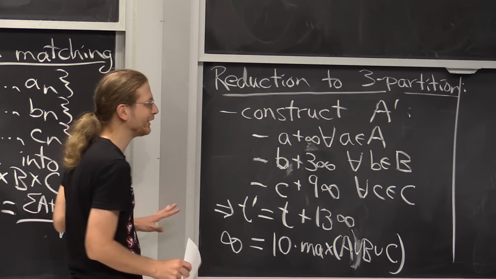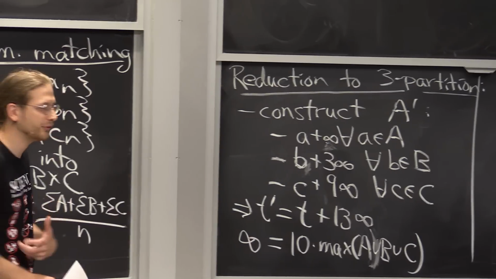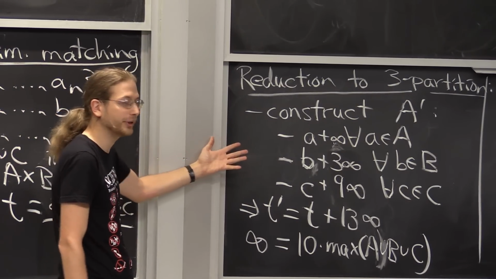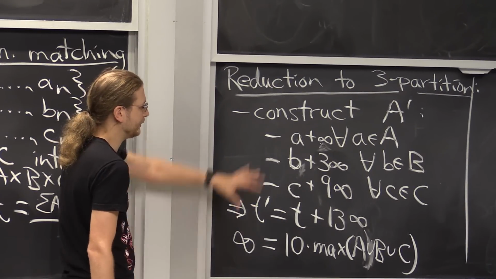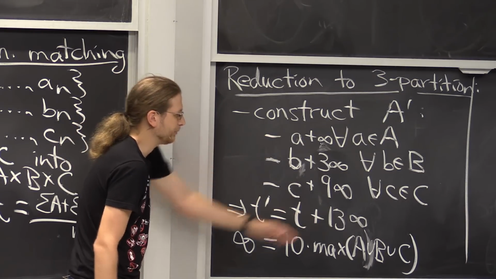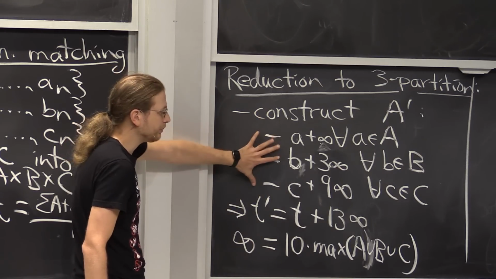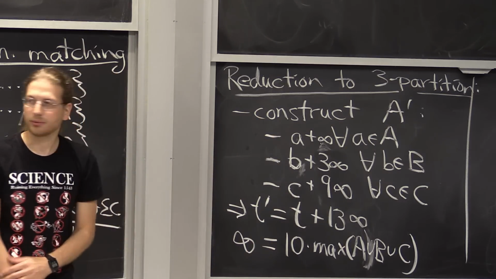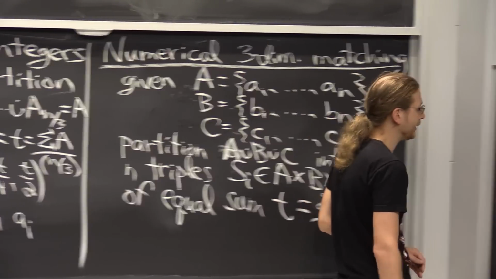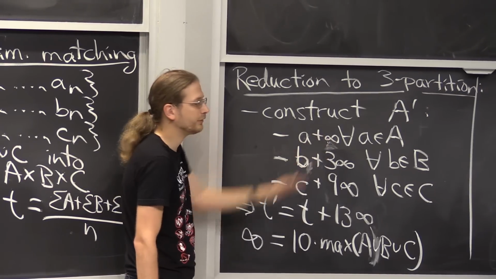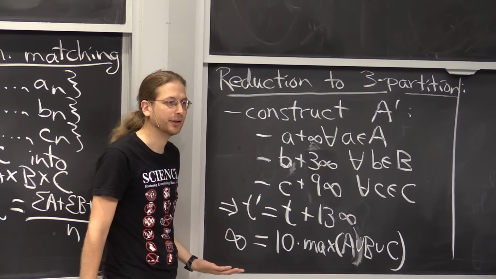There are things to check here. Obviously, we need to check that whenever we have a solution to the original instance, we have a solution to this instance. That's pretty clear. You just take the same choices of the a_i's, b_i's, and c_i's, and the infinities will always add up to 13. The tricky part is to show that if you have a solution to this 3-partition instance, you can convert that back into a solution to the numerical 3-dimensional matching instance. And that's where you essentially want to show that the infinities can be treated algebraically because they're so huge. You can never construct an infinity in another way.